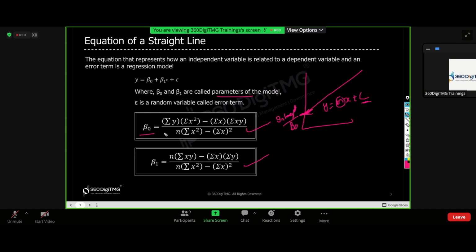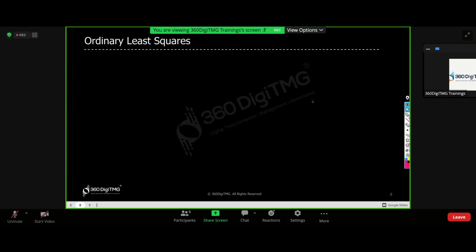And when you solve it, you will get this value. So you'll have beta naught and beta 1. If you put these values, you have x, you will have error, you will calculate y, which is your output or target variable. Remember, the equation of a straight line is given by beta naught plus beta 1 x plus epsilon. Now you have something called the ordinary least squares, OLS method.